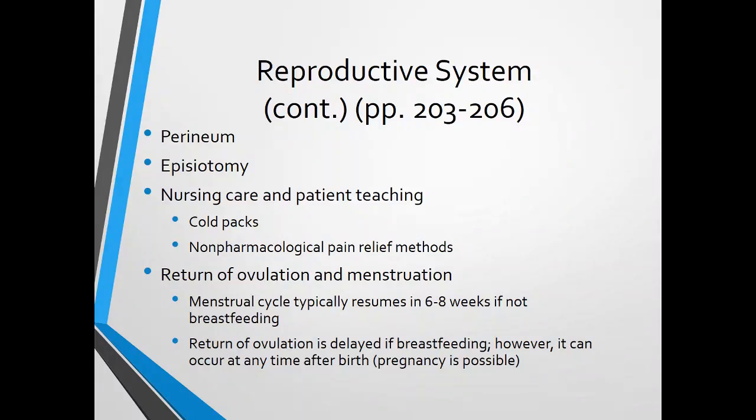So there's going to be lots of changes. There's assessing the perineum, assessing for if there's an episiotomy or lacerations. It's important for the patient to have cold packs to help reduce the swelling, and it helps with pain. And then return of ovulation and menstruation. So the menstrual cycle typically resumes in 6 to 8 weeks if not breastfeeding. And then return of ovulation is delayed if breastfeeding. However, it can occur at any time after birth.